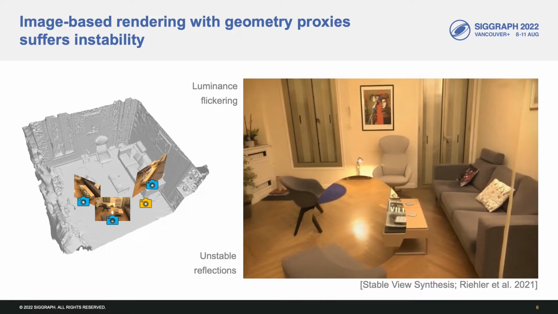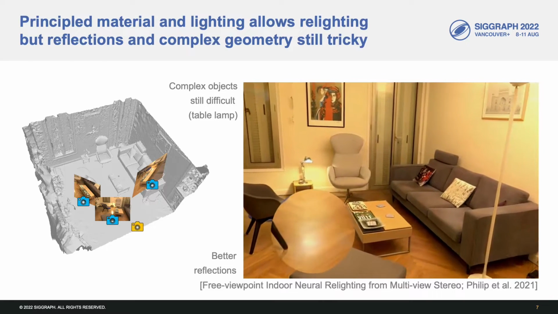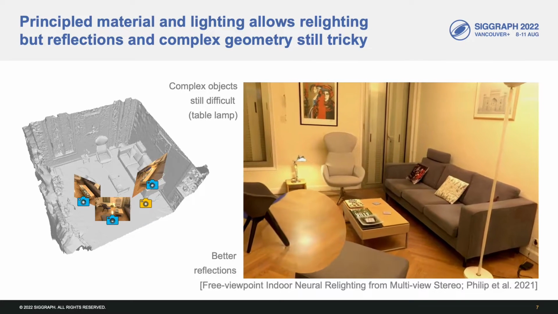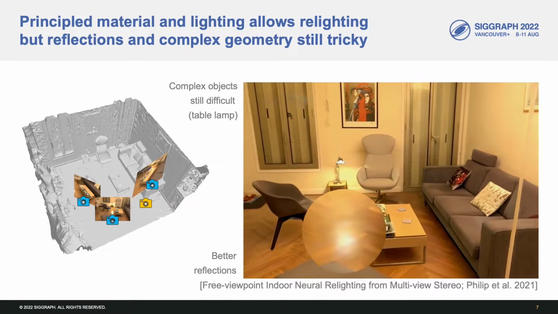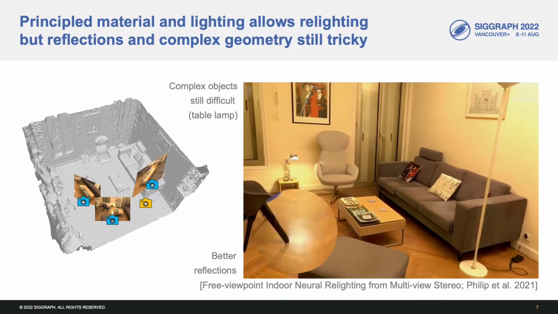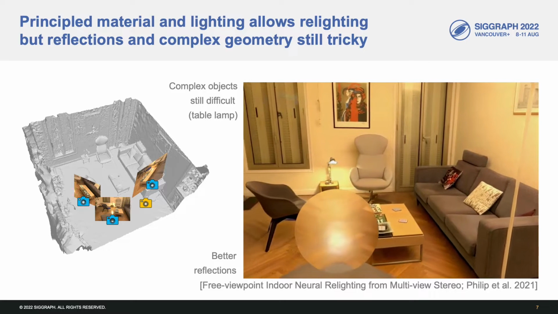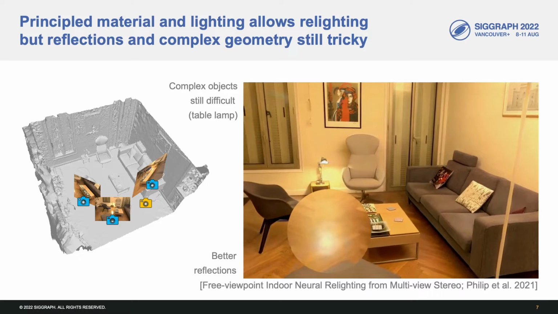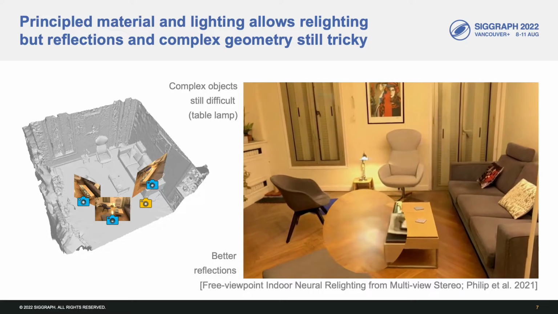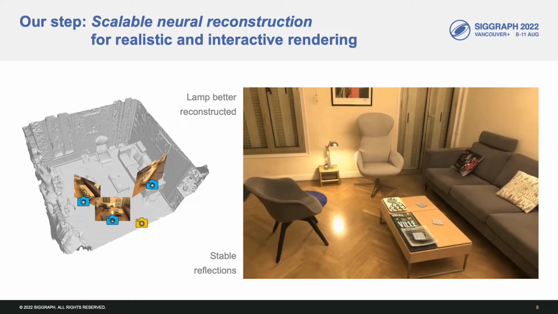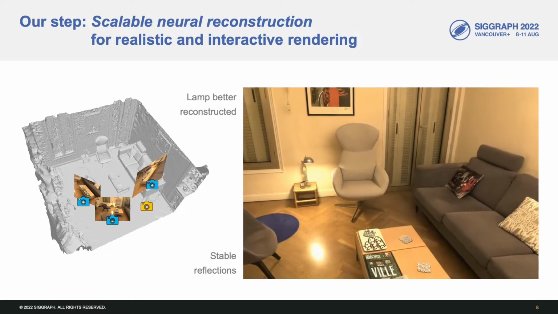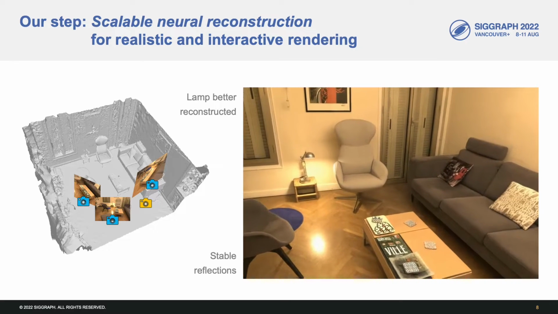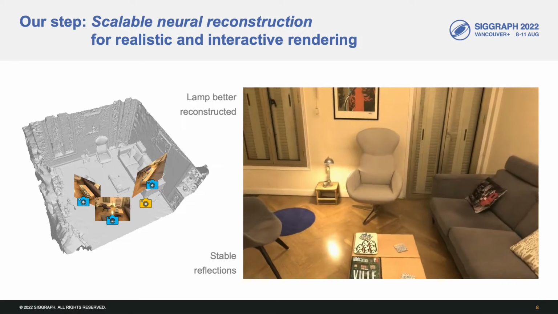More advanced material and lighting modeling can improve the quality of reconstruction and allow sophisticated effects such as relighting, and this can also be improved through neural reconstructions too. But the appearance of reflections is still tricky from sparse inputs, and complex object geometry can also suffer, such as the table lamp in the background, because the recovered geometry proxy is inaccurate. Our step towards our community's goal produces stable reflections on planar surfaces and more accurate geometry, such as on the far table lamp, overall improving reconstruction and rendering quality.